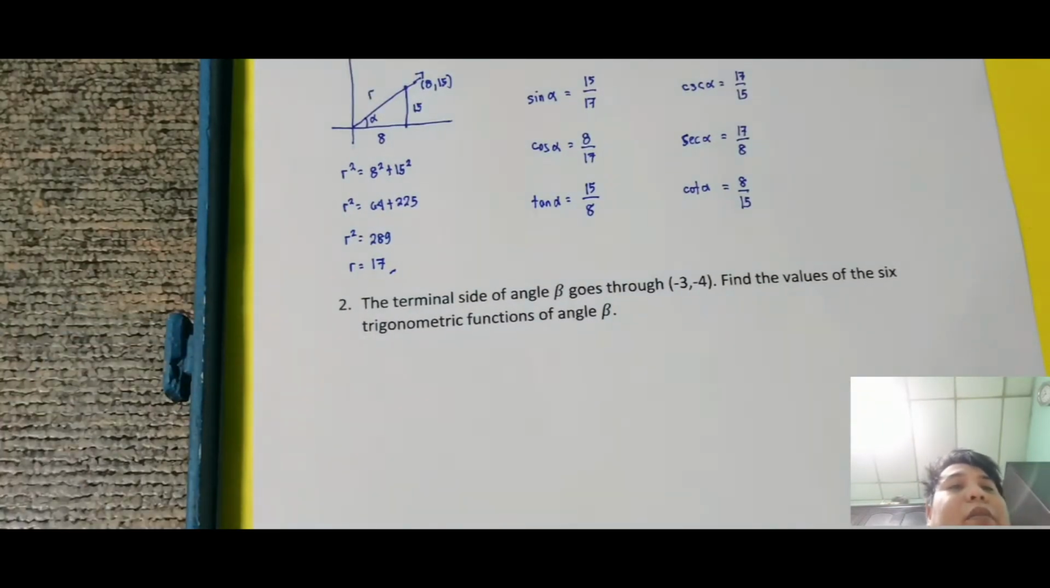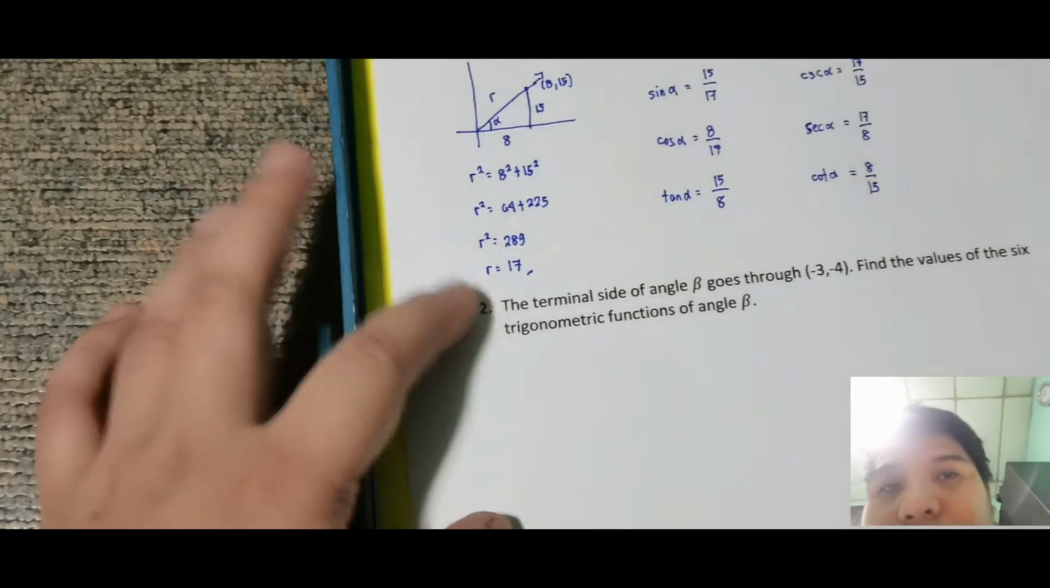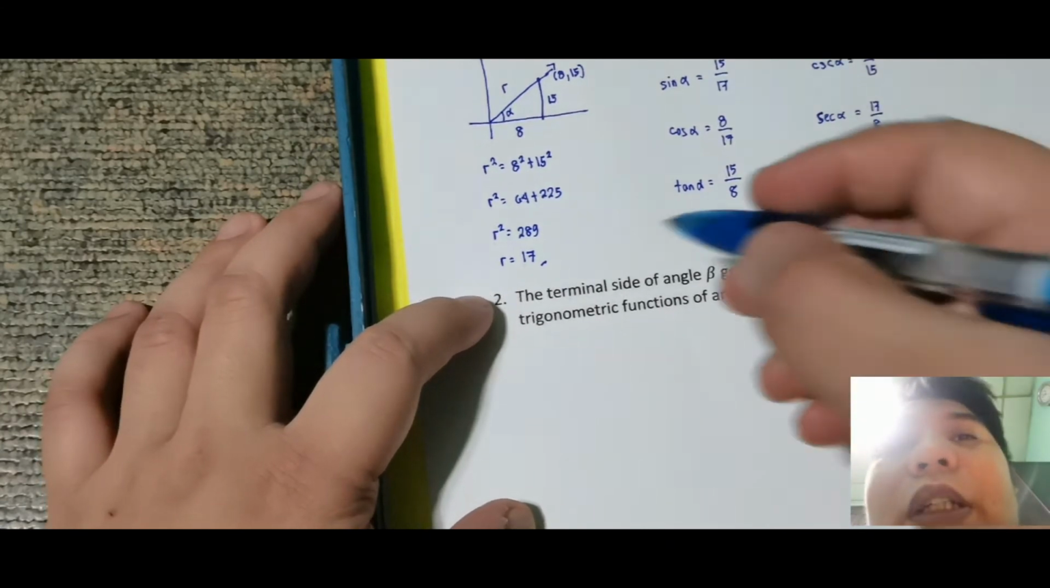Okay, next is the terminal side of the angle beta goes through negative 3, negative 4. Find the values of the 6 trigonometric functions. So, ganun ulit. Paano siya drawing? So, negative 3, negative 4, nasa quadrant 3.